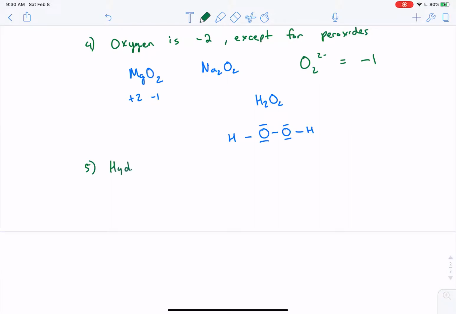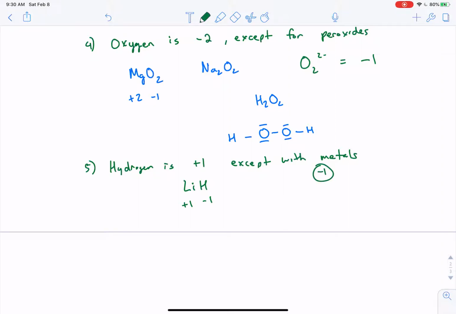5, hydrogen is +1 except with metals. So you're kind of seeing a pattern here. Metals, like group 1 and group 2 metals, take precedence in their oxidation number over nonmetals. So if you see LiH, Li is always +1, so H in this case has to be -1.